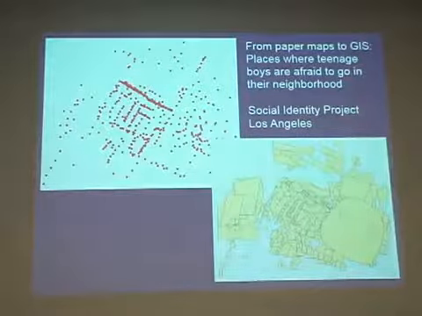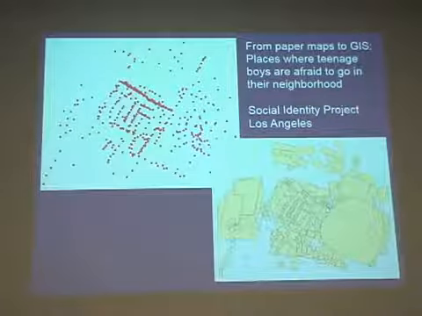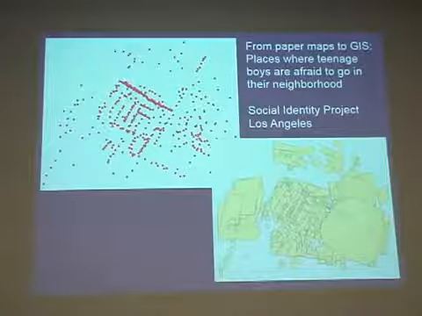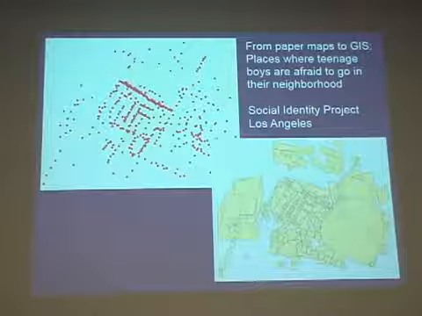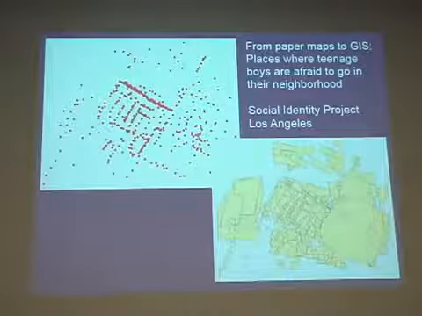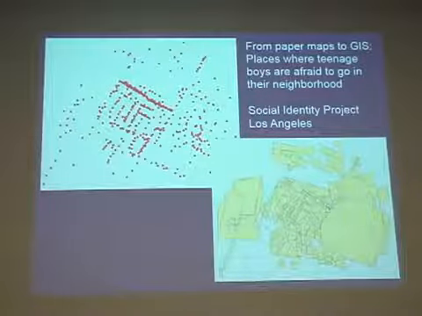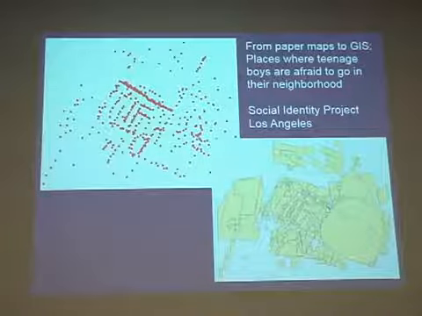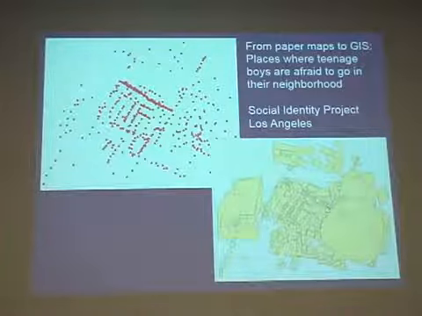So my early work on this was in Los Angeles with the Social Identity Project with some of my colleagues at USC in planning and in criminology and psychology. And we were able to take hand-drawn maps from kids. They had Google Maps. And this was all in areas under gang injunctions, and I can get into that with you later, in Los Angeles.